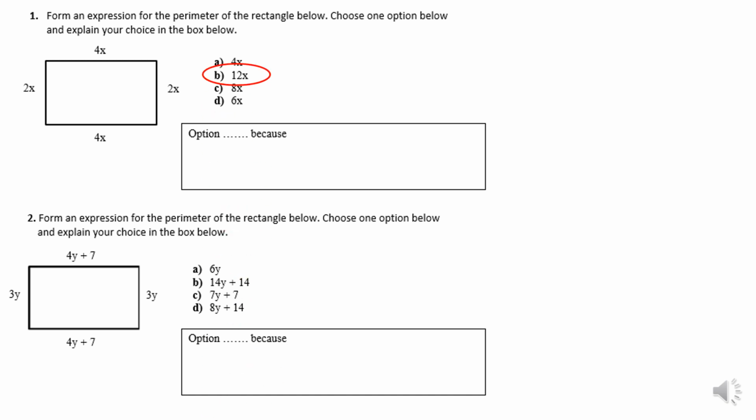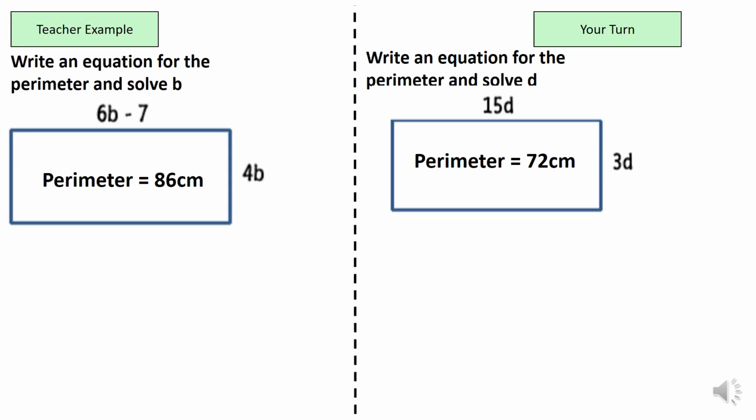Okay, and these are the answers that we should have got. Nice and easy, straightforward. Now moving on to the more difficult part, the main chunk of the lesson. Again, we're starting off with a rectangle, and it's asked us to write an equation for the perimeter, but this time it's asked us to solve what b is.